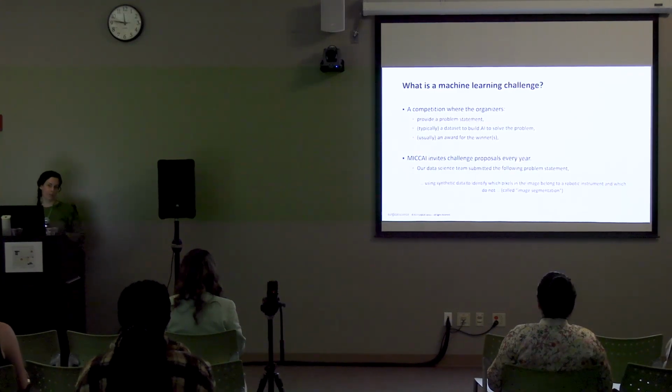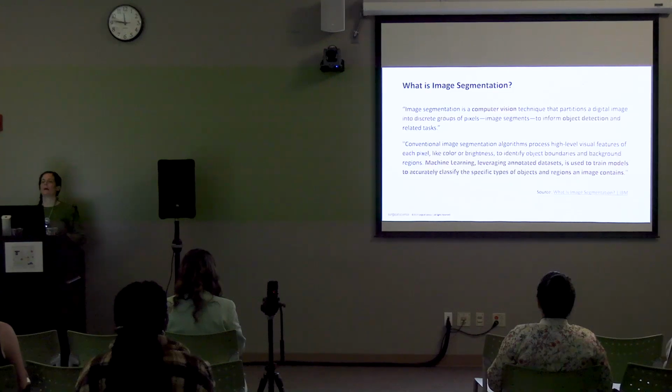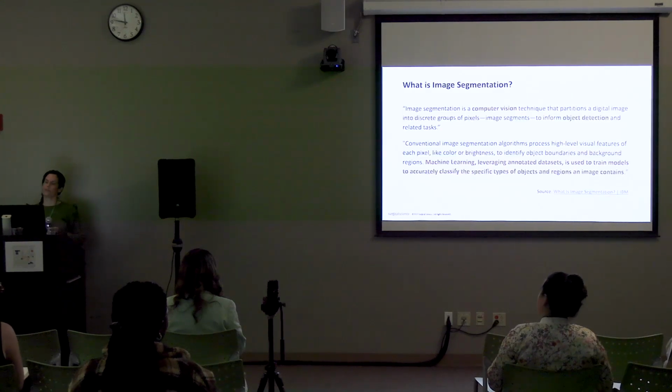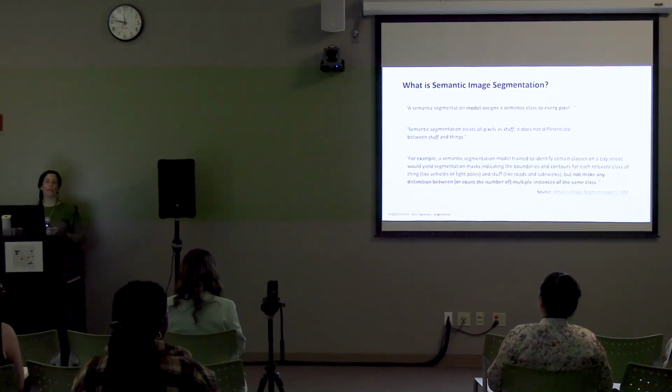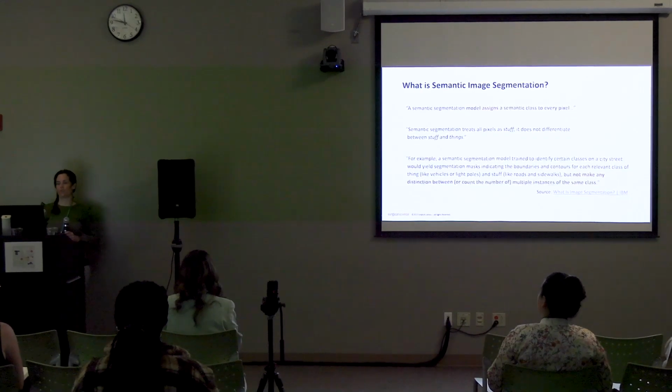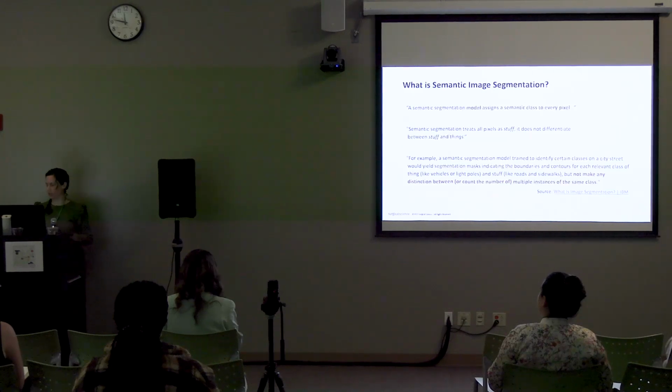Now this is called image segmentation. There are several forms of it, but let's first define image segmentation. It's a computer vision technique and it informs object detection, in our case, these images. Machine learning is used to train models to accurately classify the specific types of objects and regions an image contains. I mentioned there were several types, but we used semantic image segmentation for our challenge. This is where a model assigns a semantic class to every pixel in the image, but it does not distinguish between the count or number of items in the image of a particular class.